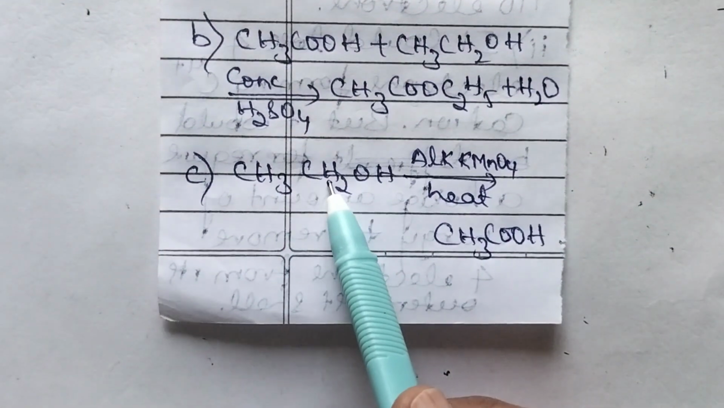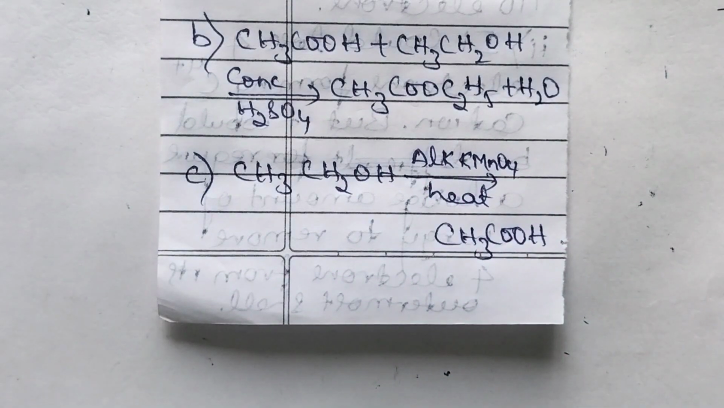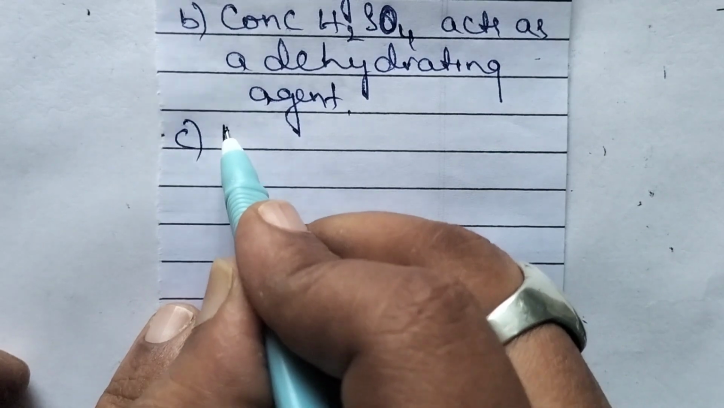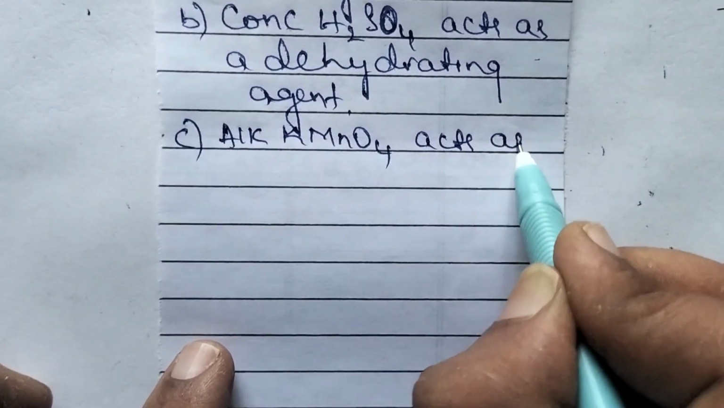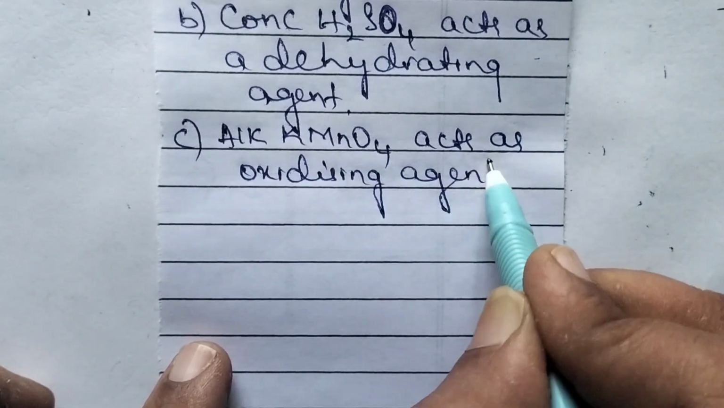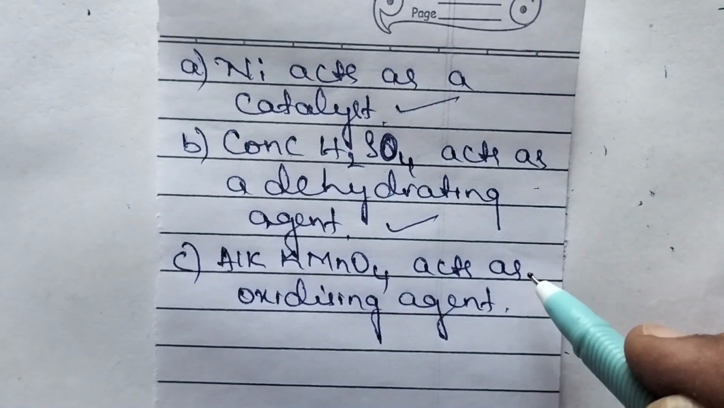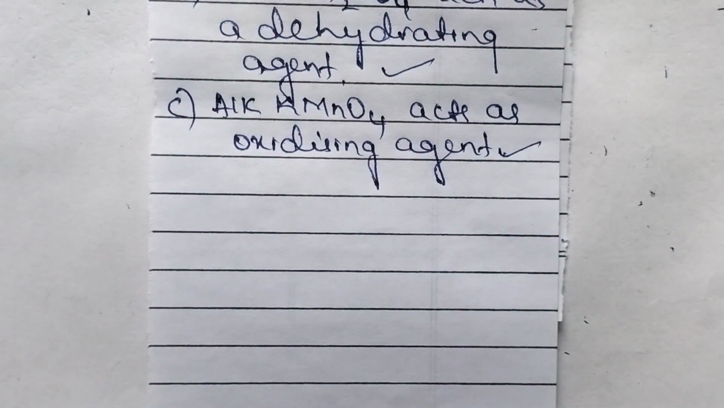Next, let us come to the third. Ethanol is converted into ethanoic acid. Here we are using alkaline potassium permanganate. This alkaline potassium permanganate acts like an oxidizing agent. So the third: alkaline potassium permanganate acts as an oxidizing agent. So nickel acts as a catalyst, concentrated H2SO4 acts as a dehydrating agent, alkaline potassium permanganate acts as an oxidizing agent. So like this we have to answer this question.